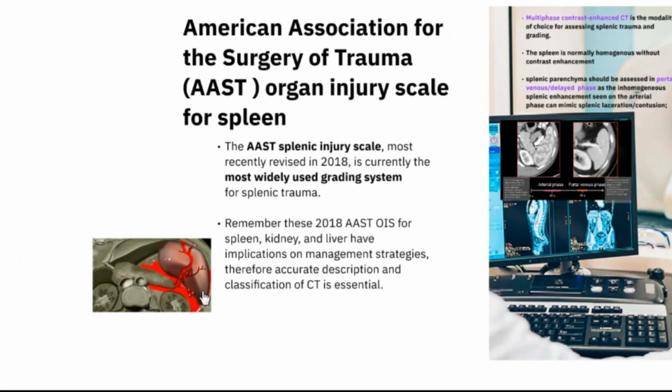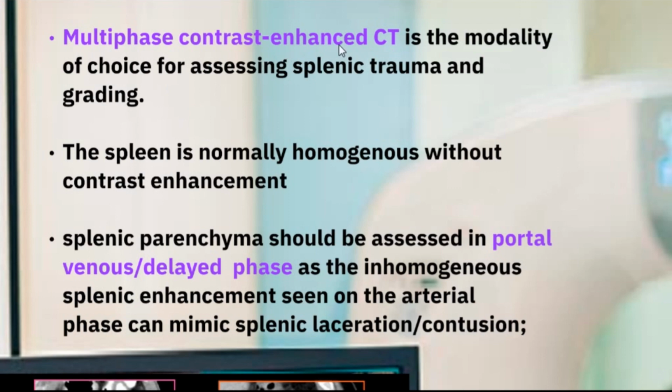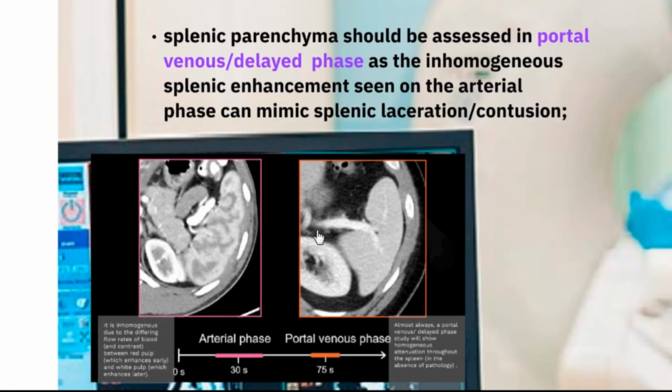So before going to the AAST criteria for the spleen injury, of course, again, the contrast enhanced CT scan is the modality of choice for detecting or assessing splenic trauma. Normally the spleen in the venous phase is homogeneously enhanced, okay? It has a homogeneous density. But in the arterial phase, as we covered earlier on, it shows this inhomogeneous density, okay?